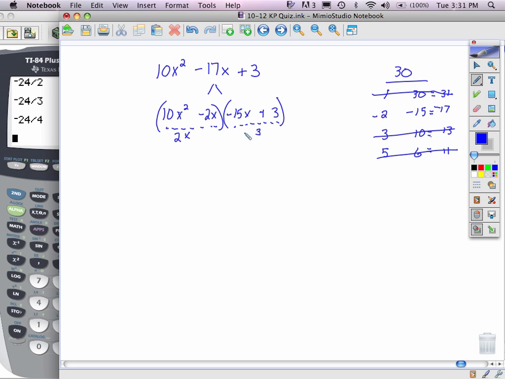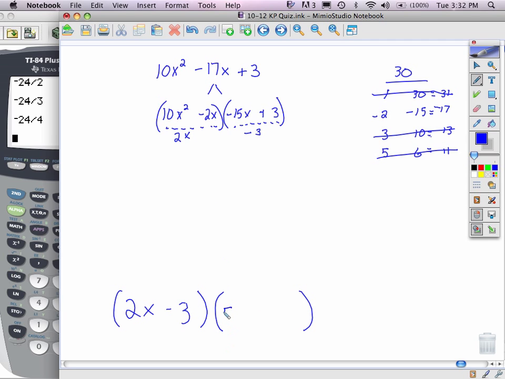But because of this first term, notice it's negative. We don't want it to be negative, so we've got to make this number down here negative. That's the only kind of weird thing about this problem. My final answer will be 2x minus 3. If you want to know where I got those, they are the greatest common factors from each of these two binomials.